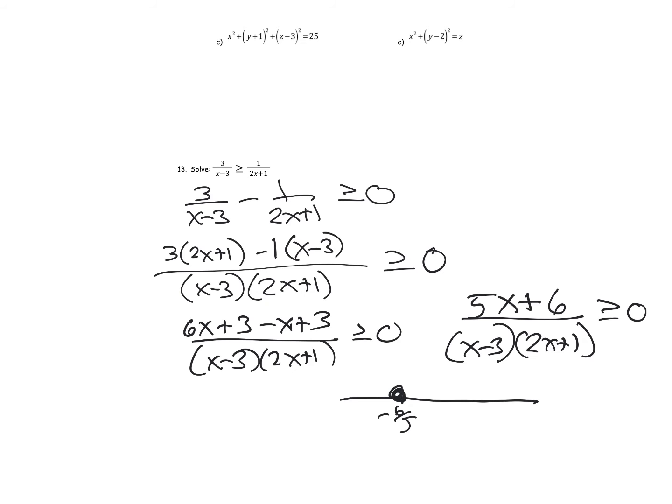Fill that in since equality is included. Then I've got -1/2, open circle, and 3, open circle. And putting in something, I always start with the big above 3. If I put something like 4 in, everything's positive. And it should change sign everywhere here. Everything is raised to an odd power, multiplicity 1.